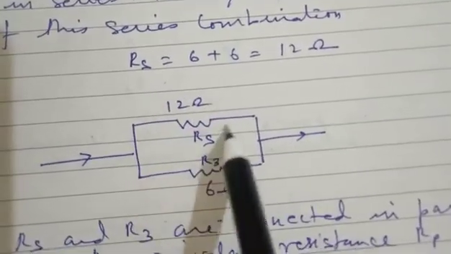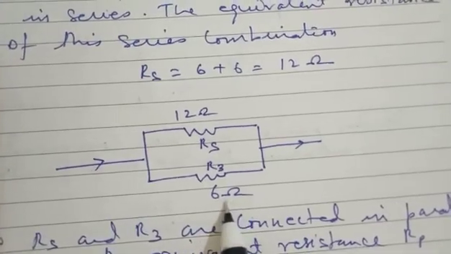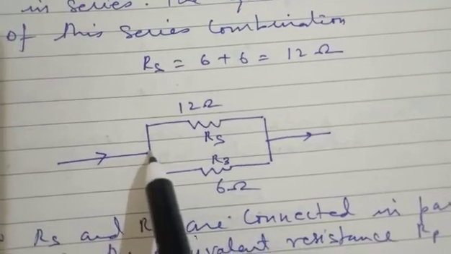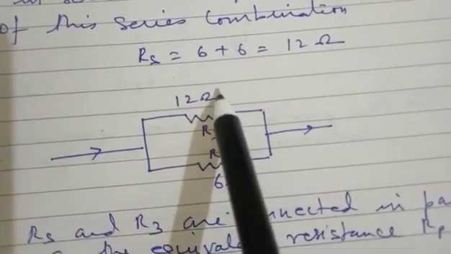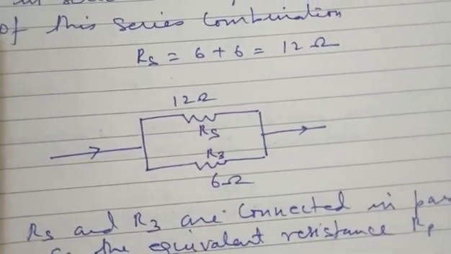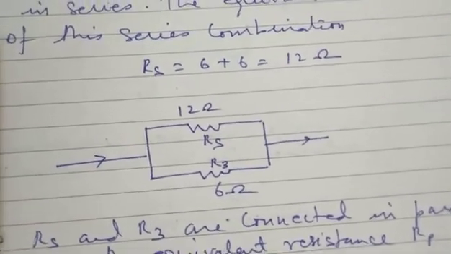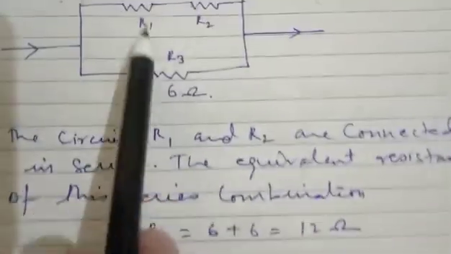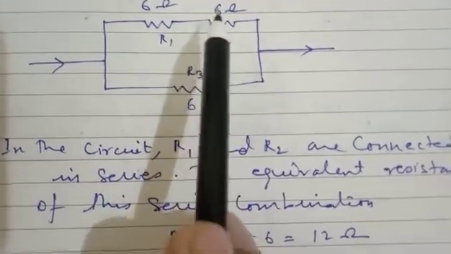This is the value of Rs, that is 12 ohm, and this is the value of R3, 6 ohm. Now if you look at the diagram here, at this point, since branching is taking place, the 12 ohm and the 6 ohm are connected in parallel. So whenever we have branching of current, that will be considered as parallel, and whenever there is a continuous flow of current, it is assumed as series.